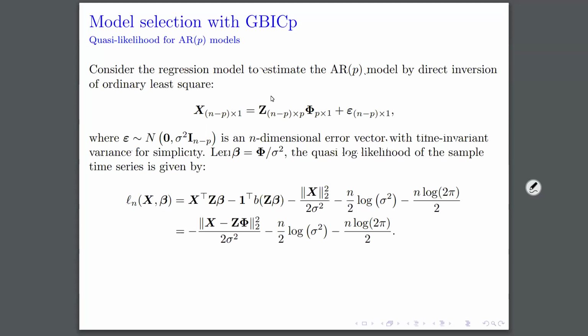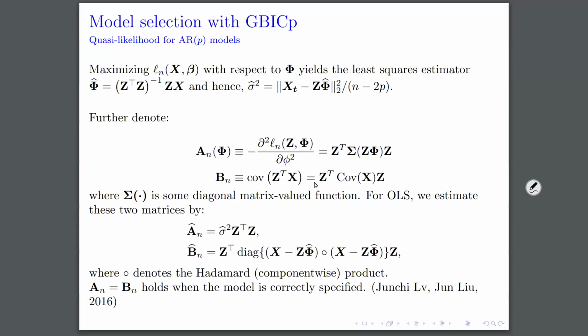So if you write out the log likelihood function for the AR(P) model under the quasi likelihood, it is like this. And you can simply solve it using an ordinary least square estimator, like this: the inverse of Z transpose Z times Z transpose X. And with this estimation of the AR coefficients, we can have the estimation for the sigma squared, which is in this form.